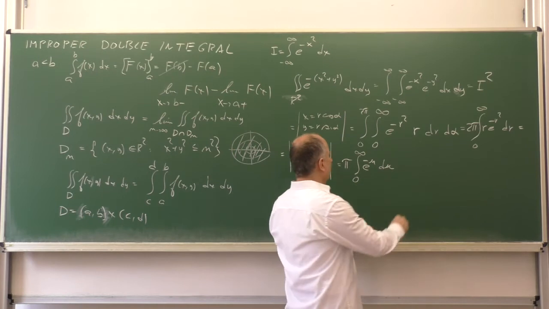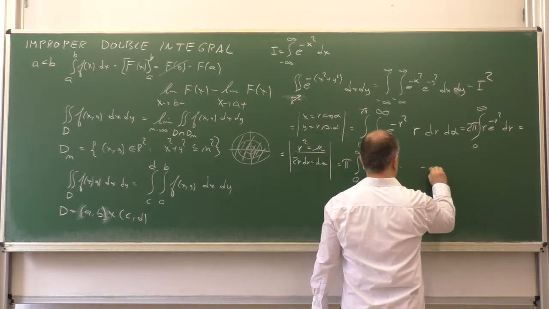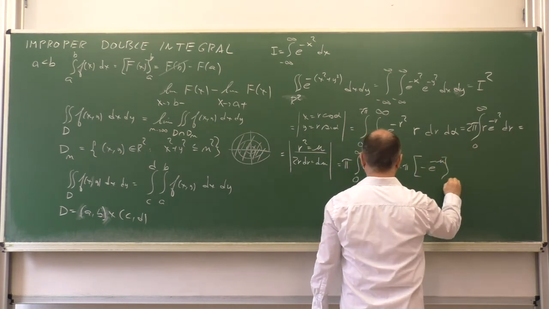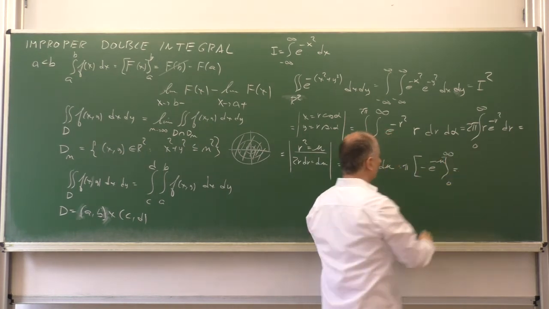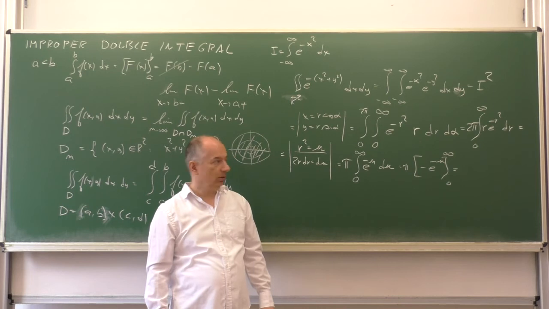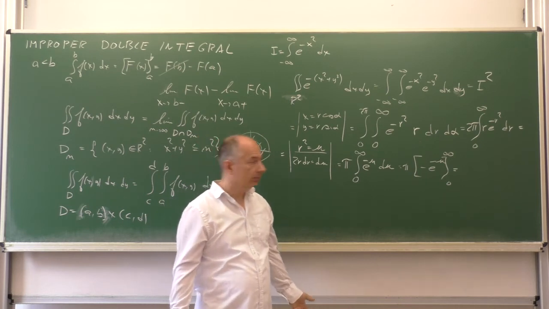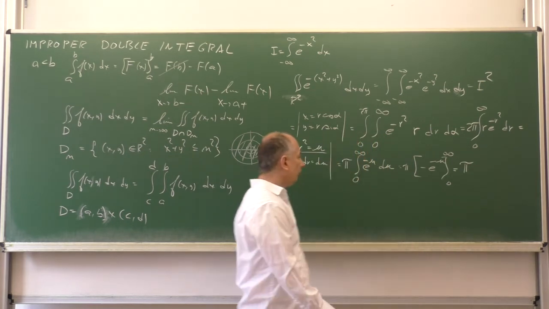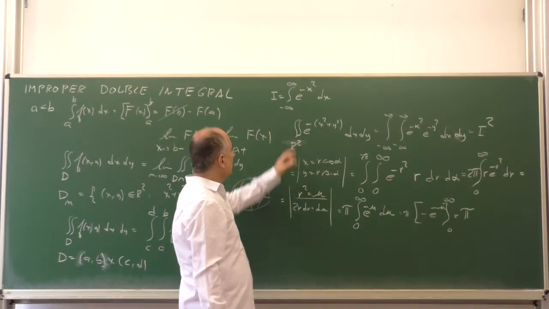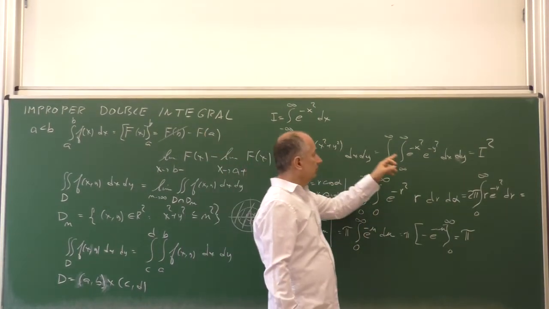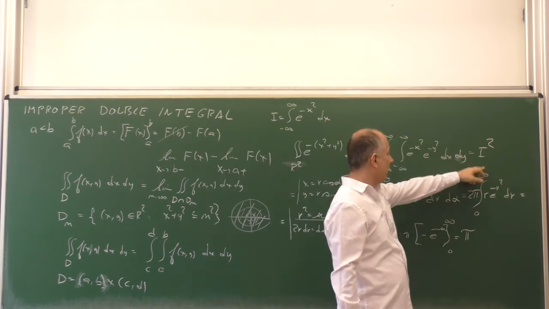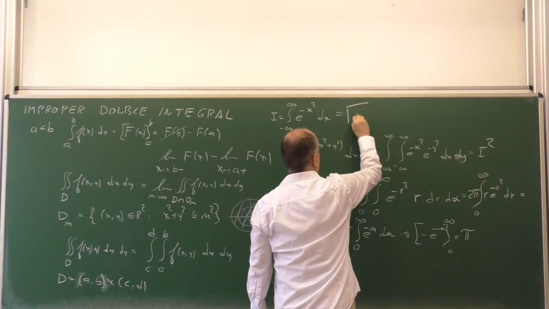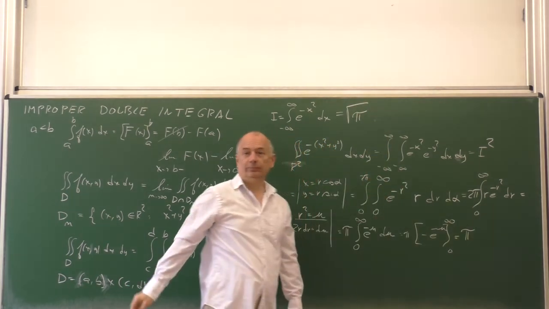But now the antiderivative is minus e to the minus u, and at infinity it is 0, at 0 it's 1. So the result is pi. And because the square of this integral is pi, this integral is the square root of pi. Isn't it nice?